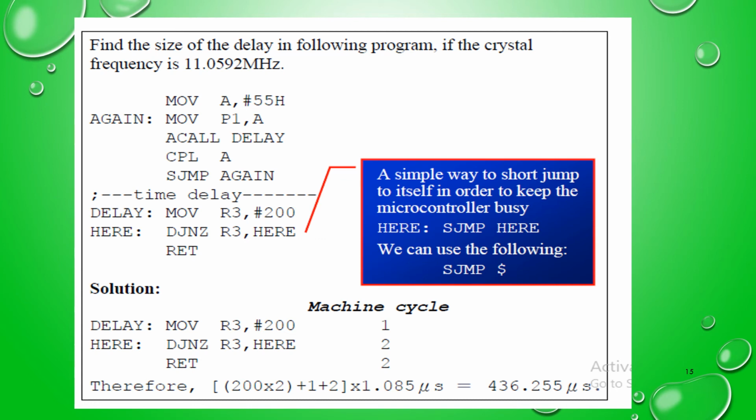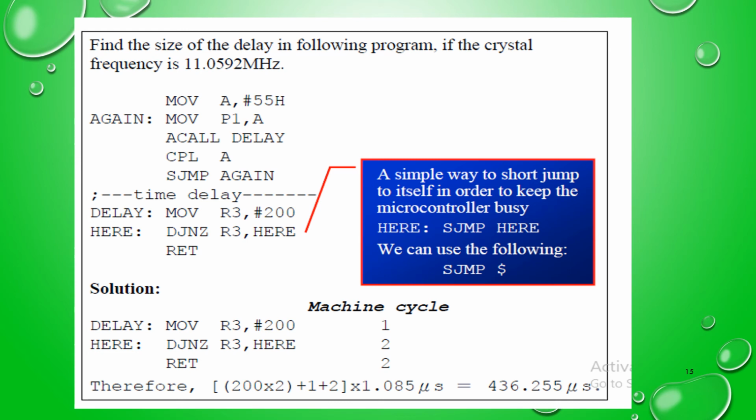For the time delay we want to put there, so as to get a kind of visible effect, the delay routine is MOV R3, 200, and DJNZ R3, here, so remain in the loop until it becomes 0, and return. A simple way to SJMP to itself in order to keep the microcontroller busy is here. We are engaging it, so instead of a label we can also use the $ sign. Machine cycles for this delay will be: MOV R3, 200 is 1, DJNZ is 2 byte, and RET is 2 byte. So total 5.